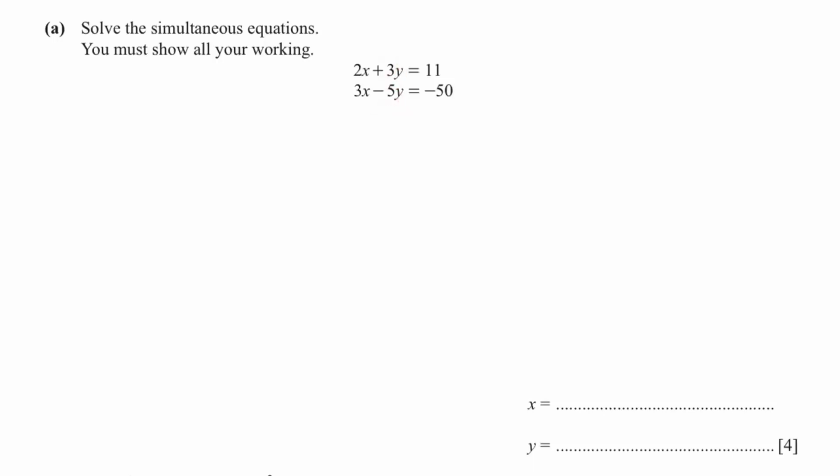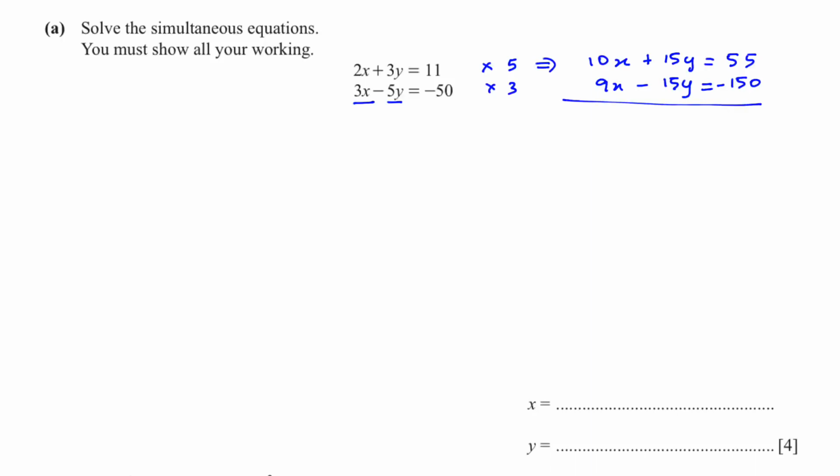Therefore, the first equation I will multiply by 5 and the second equation by 3. I'll get 2 multiplied by 5, 10x, plus 3 multiplied by 5, 15y, 11 multiplied by 5, 55. And then 3 multiplied by 3, 9x, negative 5 multiplied by 3, negative 15y. And negative 50 multiplied by 3, negative 150. Now we'll add it together. The like terms, 10 plus 9 is 19x. This is cancelled. This will give us negative 95.